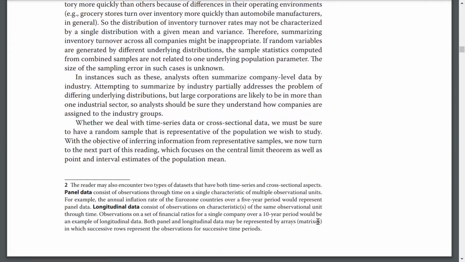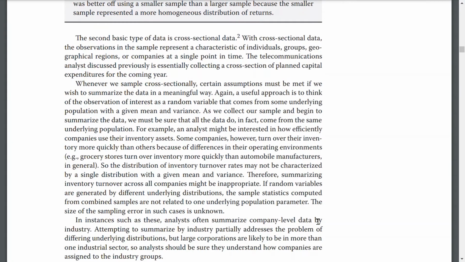The second basic type of data is cross-sectional data. With cross-sectional data, each observation in the sample represents a characteristic of an individual, group, geographic region, or company at a single point in time. The telecommunications analyst discussed previously is essentially collecting a cross-section of planned capital expenditures for the coming year. Whenever we sample cross-sectionally, certain assumptions must be met if we wish to summarize the data in a meaningful way.